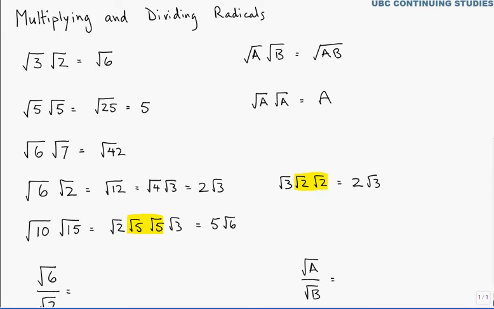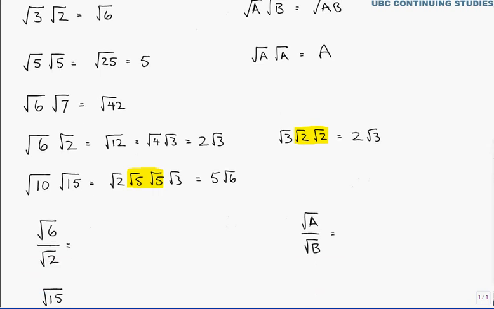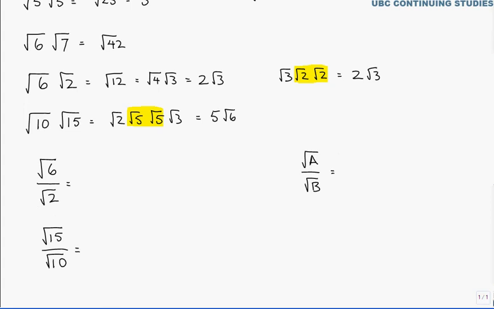But this is much more efficient than multiplying the 10 times the 15 to get 150, and then looking for a perfect square factor of 150. In general, the larger the number, the more difficult or time-consuming it is to look for factors of it. Let's take a look at division. Division, again, is just pretty much like division with integers.